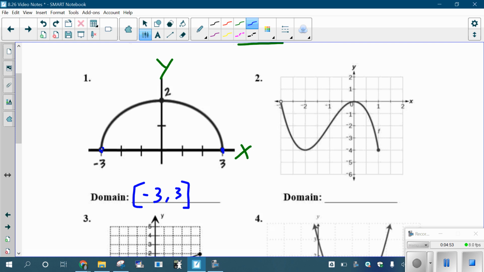Domain is x's, left to right. This is the way you should think about it, okay? So here, what's the furthest left x value? Negative 3. Furthest right x value? 1. Now here I have an open circle at negative 3, so instead of using a bracket, I need to use a parenthesis. But at an x value of 1, I got a closed circle, so I'm going to use a bracket at 1.